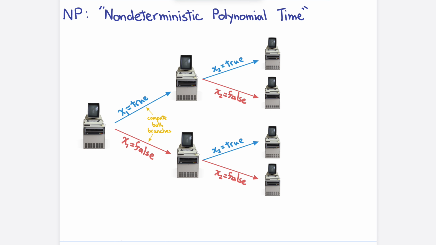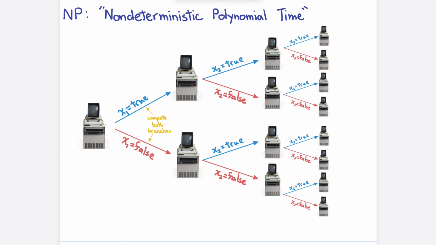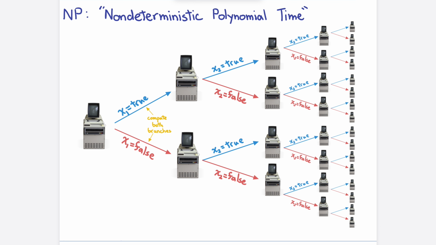Okay? And x2 and so on and so forth. Okay? So each of these columns in non-deterministic time represents one step, even though if you were doing it sequentially, you'd have to do all the branches one after another. So as long as you're doing polynomially many steps along here, that would be non-deterministic polynomial time.